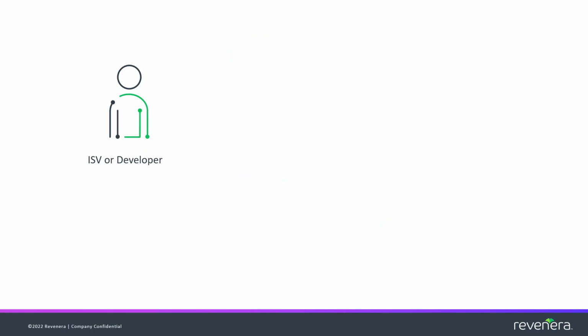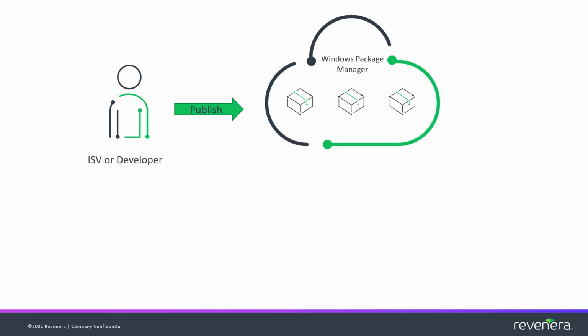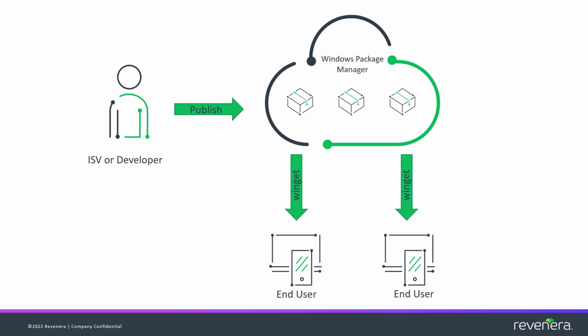An ISV or a developer, once their application is ready, publishes the app to Windows Package Manager. And when the package is published to Windows Package Manager, using a simple winget command, it gets installed onto the end user's machine. The end users need not really care about the type of the software installer, whether it is an MSIX file, whether it is a setup.exe, whether it is an installer. All of that is taken care of by winget.